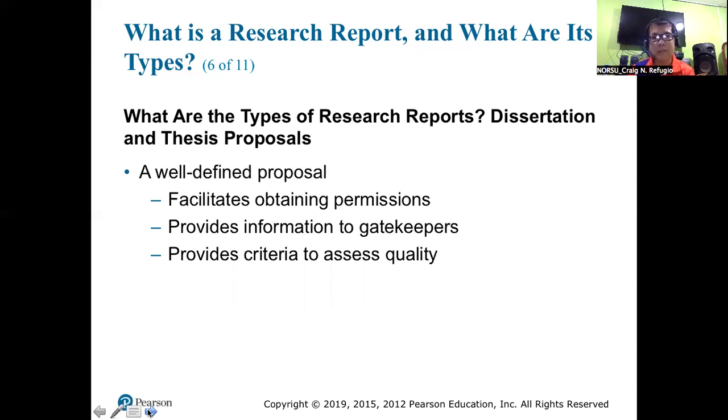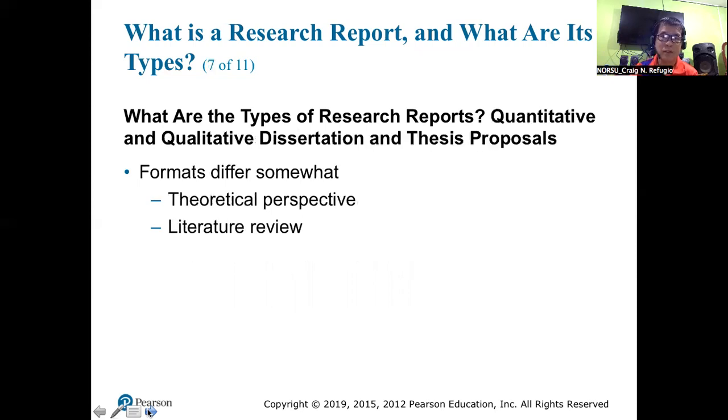What are the types of research reports? Dissertation and thesis proposals. Still a continuation, we have a well-defined proposal. What is a well-defined proposal? The first benefit is that it facilitates obtaining permissions, provides information to gatekeepers, and provides criteria to assess quality.